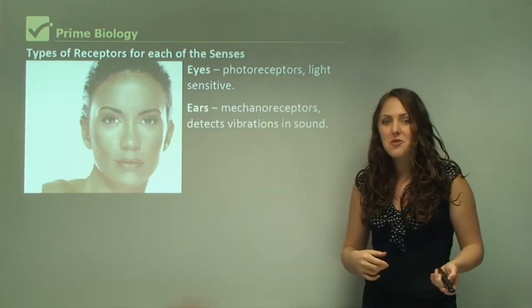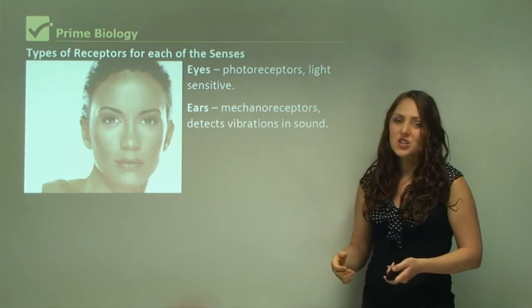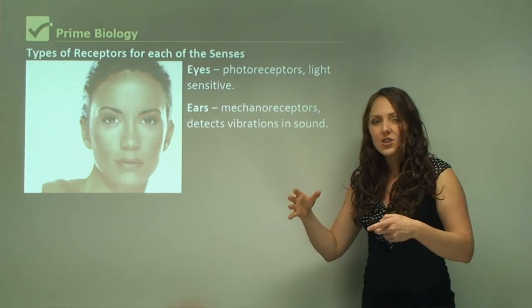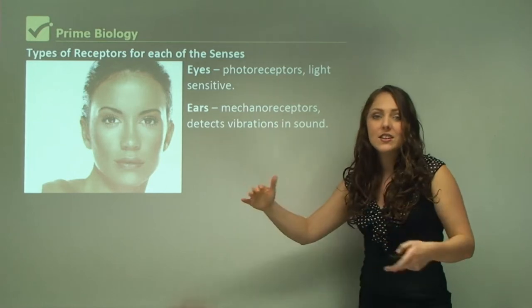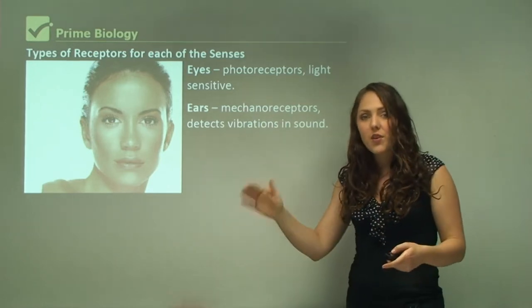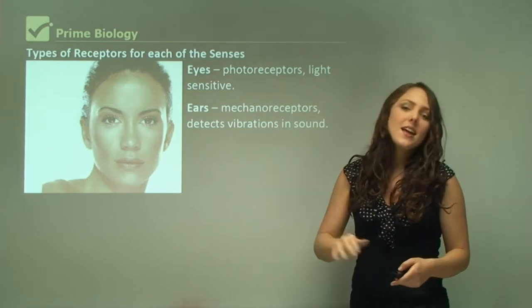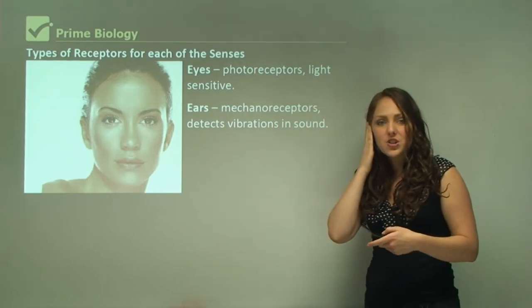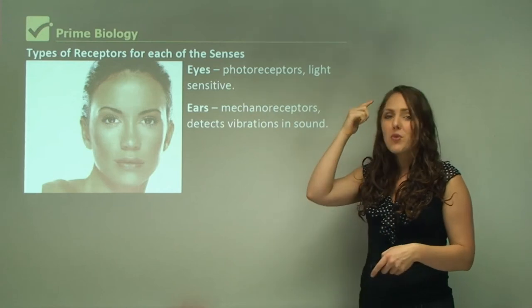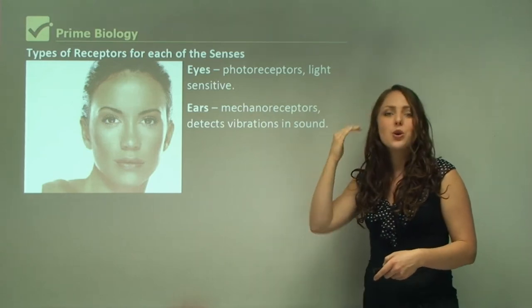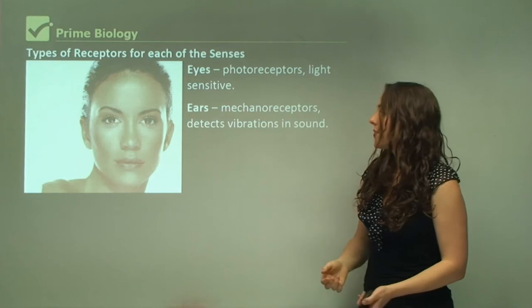Ears have mechanoreceptors, and they detect vibrations and sound. It's not actually sound in the environment. Sound actually comes from vibrations, and these vibrations are waves that move through the air, and we detect them as vibrations in our ears, but it's actually our brain that detects this and turns the message into sound.